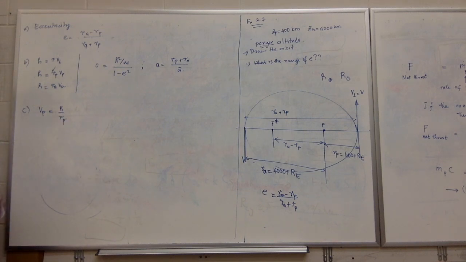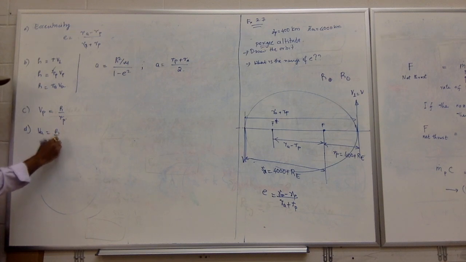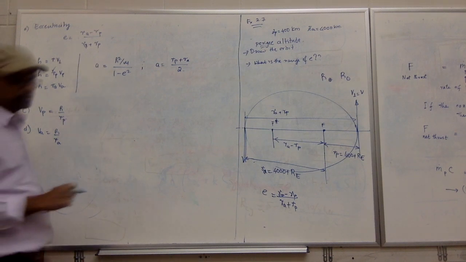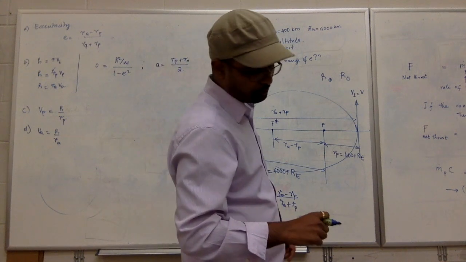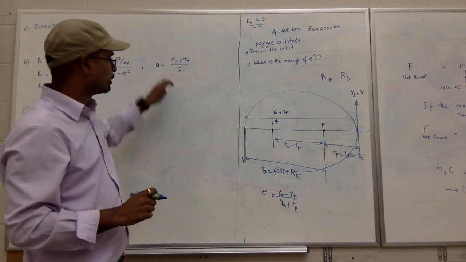Got it? That's the reason I'm saying H is very critical. You should know this. Unless you know this, you won't be able to get to this. Apogee velocity: VA is H over R. Okay? Semi-major axis. We've already calculated that.